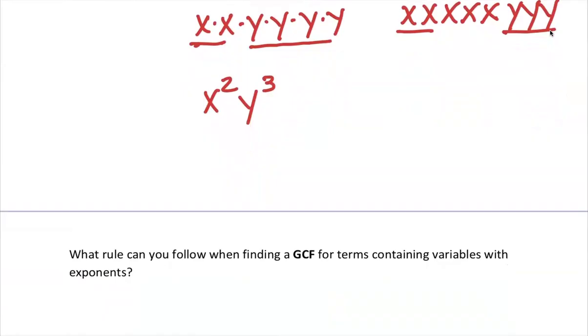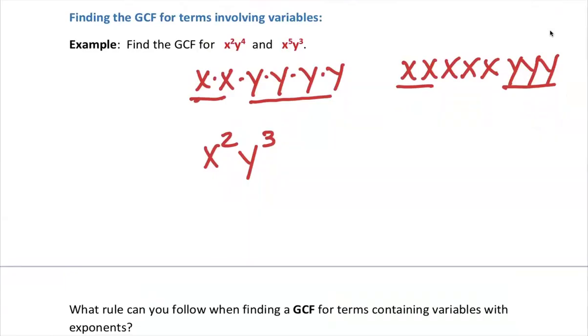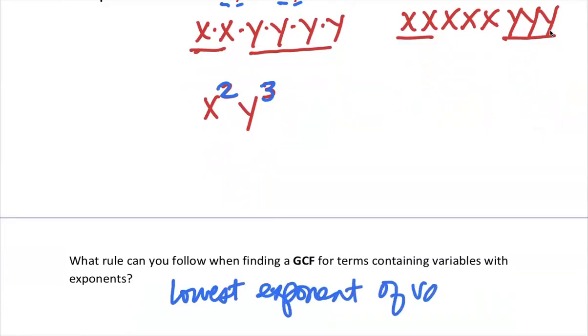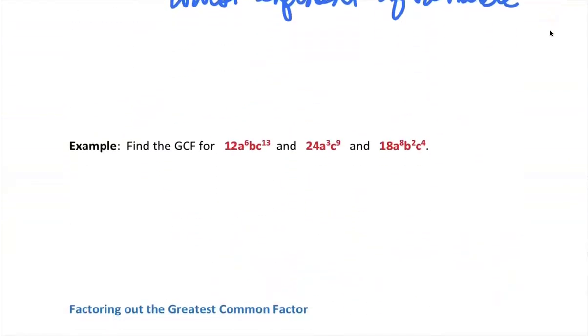What rule can we follow when we're finding a GCF with the variables? If you notice, x squared and x to the fifth, we ended up using the 2. Y to the fourth and y to the third, we ended up using the 3. So what rule can we follow? It's going to be the lowest exponent of the variable, which makes sense because if they both have to have it, it can't be bigger than one of them. They both have to have it, the factor.